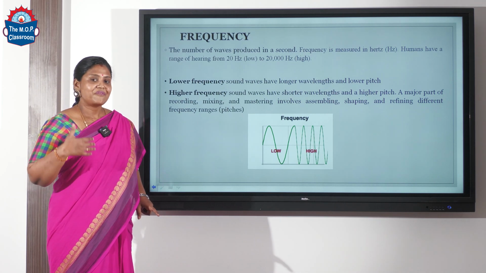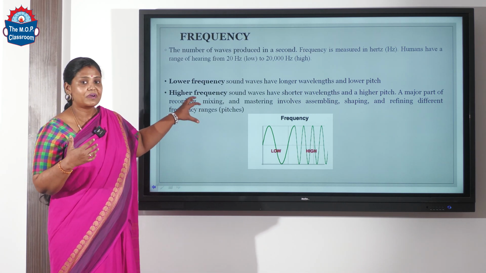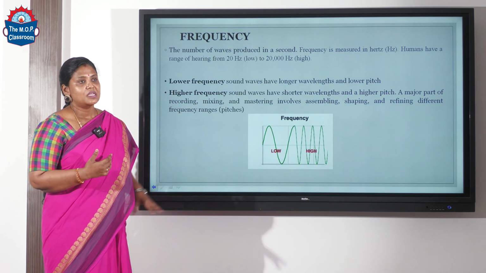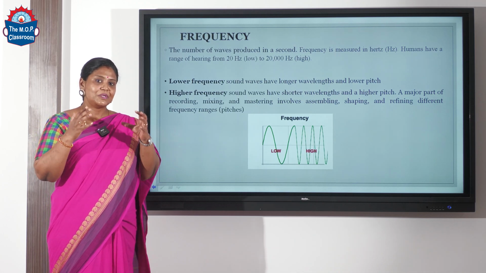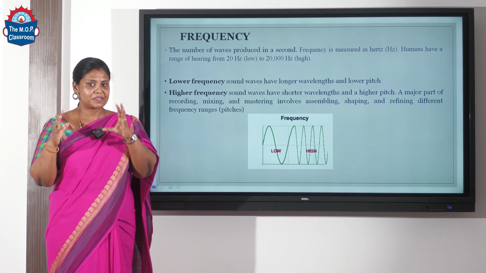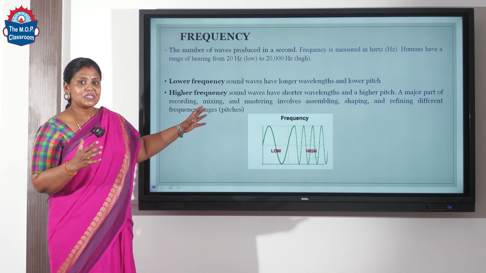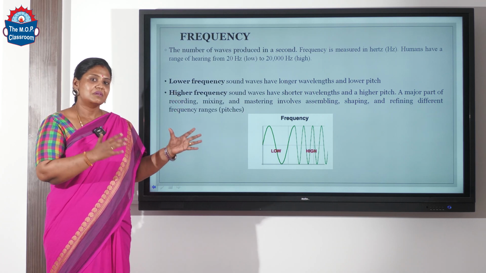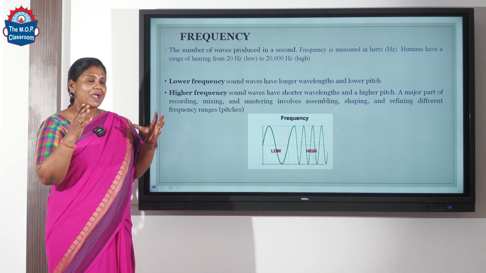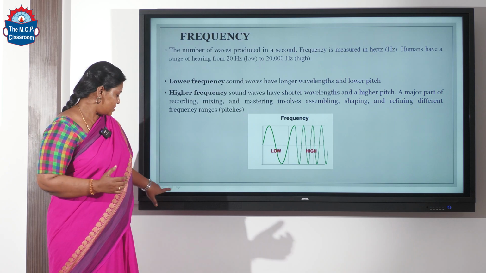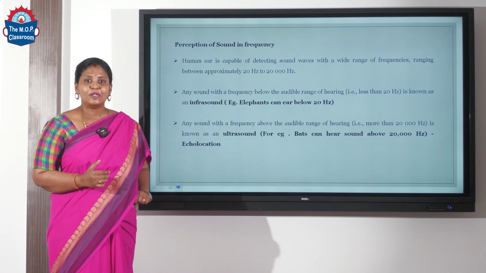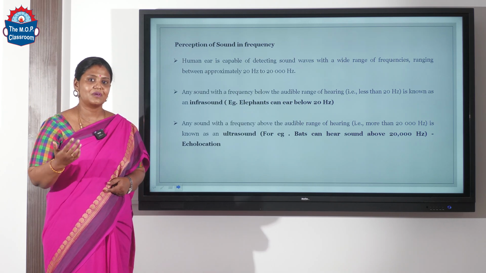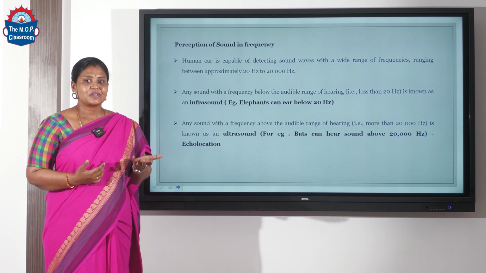And just as we have a unit for measuring amplitude, we also have one for frequency, which is called hertz. In amplitude, we deal between 0 and 135 decibels at the maximum. In frequency, we deal with hertz, where human hearing capacity is between 20 hertz and 20,000 hertz, the audible range. Anything below 20 hertz is referred to as infrasound, and anything above 20,000 hertz is referred to as ultrasound.